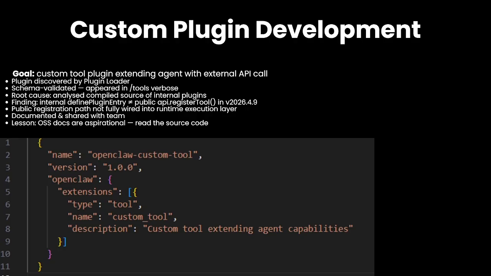The key lessons for rapidly evolving open source platforms: documentation expresses intent. Reading source code is necessary for production deployment.